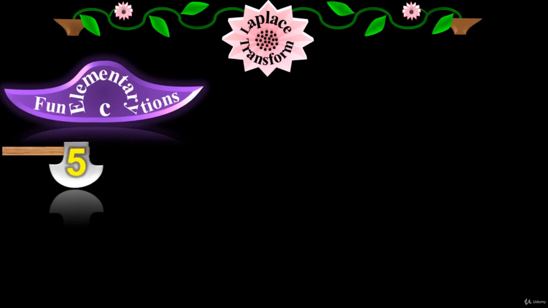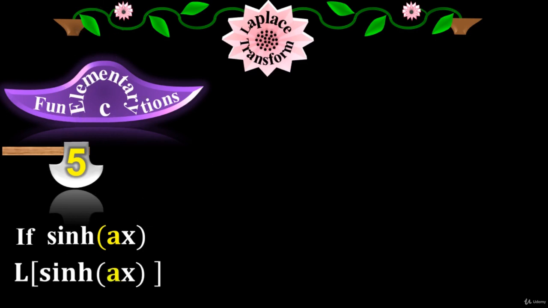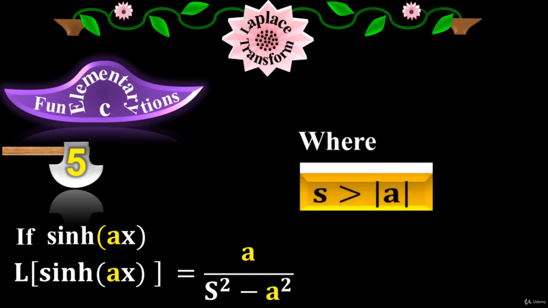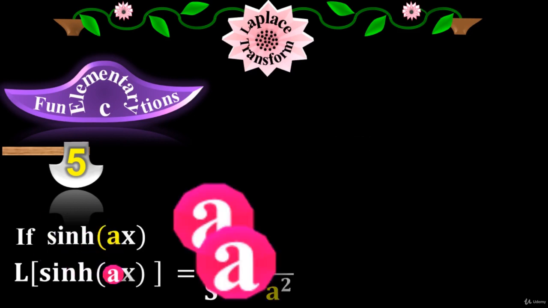Elementary function number 5. If the function f of x equals sinh of ax, and when I take its Laplace, it equals a over s squared minus a squared. This is another trigonometric function. A is any constant number here, where s must be greater than the modulus of a. It means that s must be greater than the magnitude of a. So whatever value you have for a, if you take its magnitude, it must be less than s. Just keep in mind, a is any constant value.